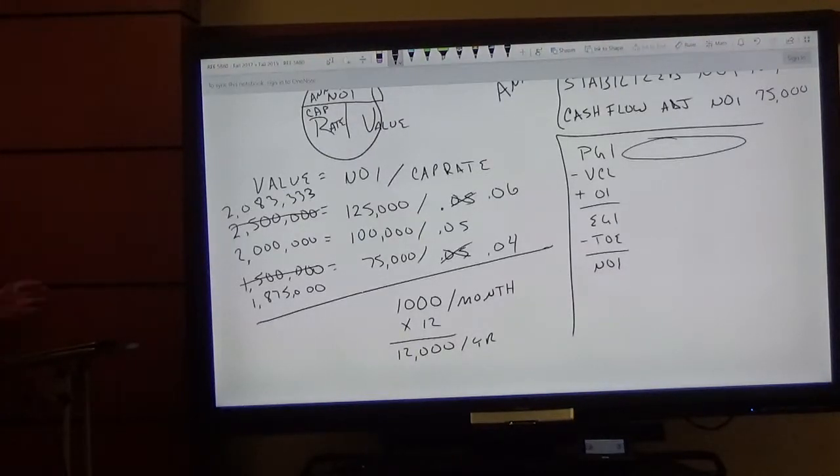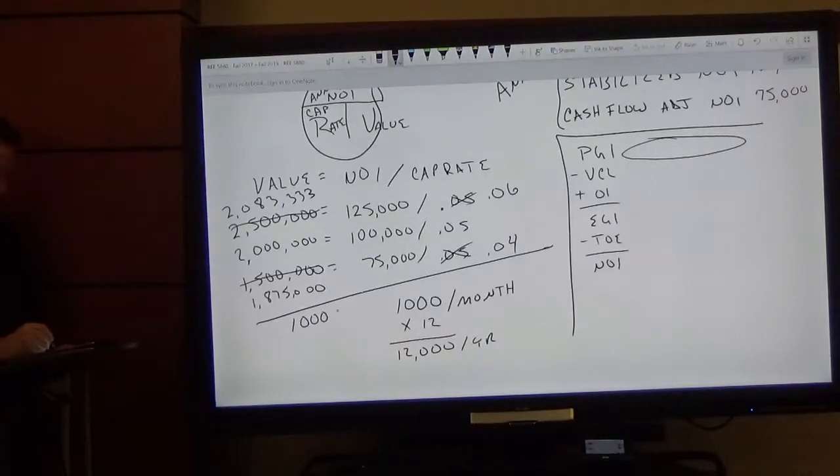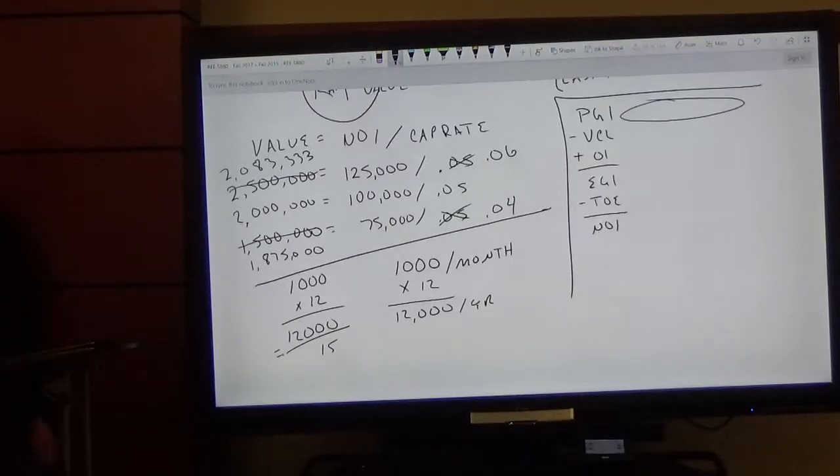But what they're in essence doing is saying, we're going to give you 3 months for free, and it's also going to be at maybe $1,000 a month, so you're still going to have the $12,000, but it's really over 15 months. So the real income being generated per month would be $800 a month.